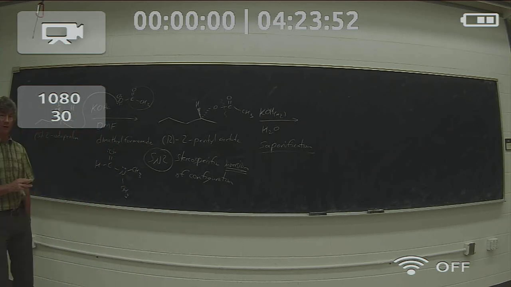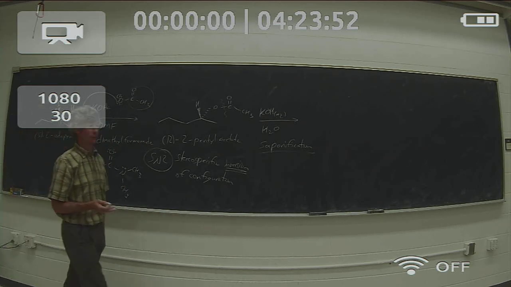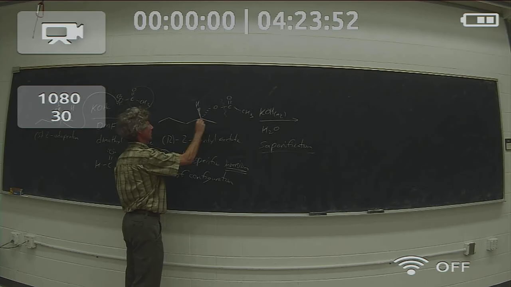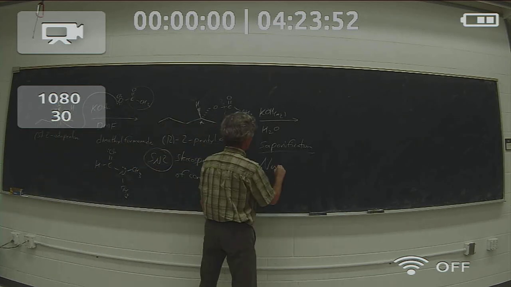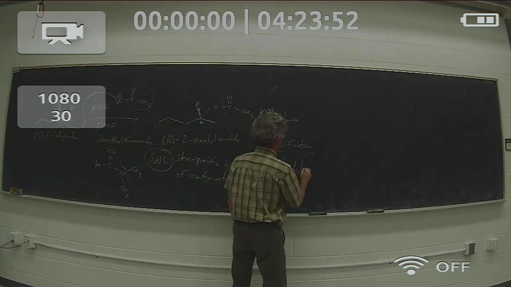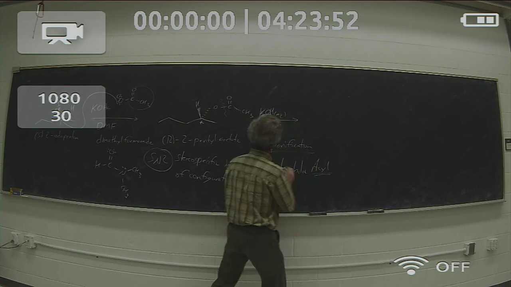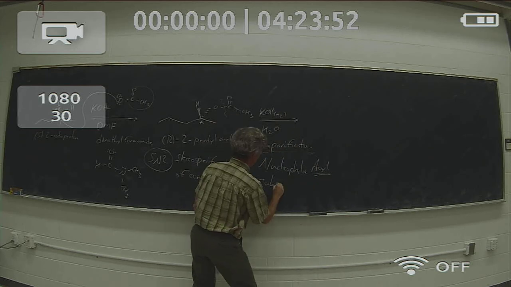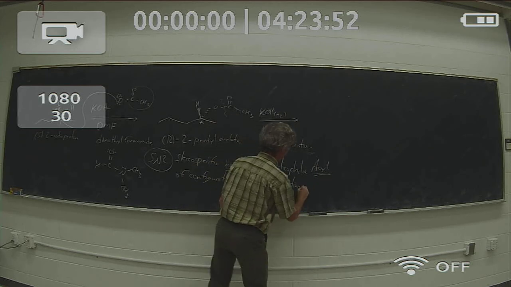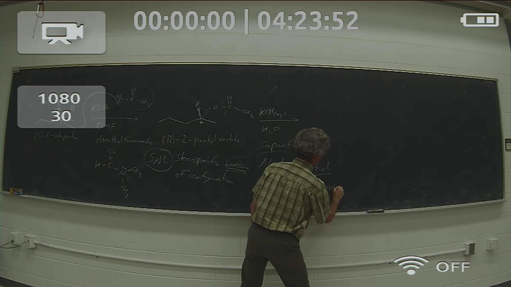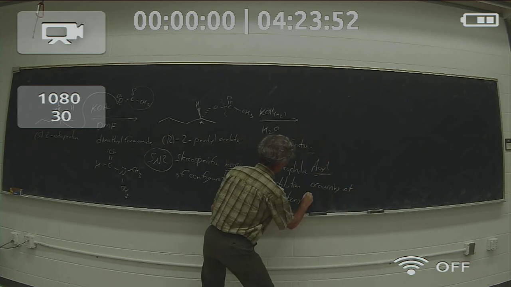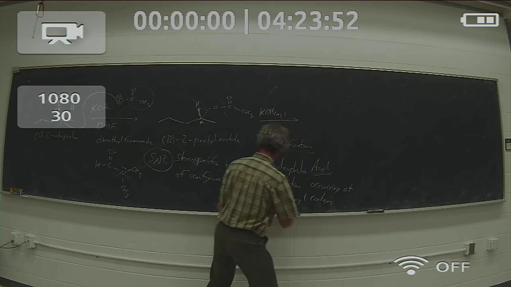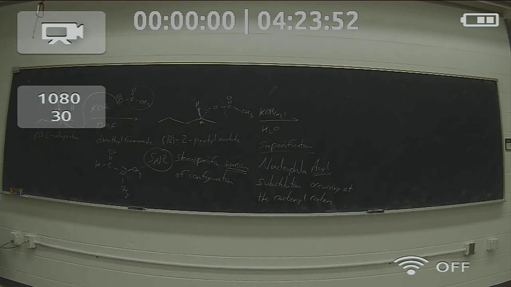The mechanism for this is not the nucleophilic alkyl substitution. The sp3 hybridized carbon, the chiral center, is not involved in this mechanism at all. This is a nucleophilic acyl substitution reaction occurring at the carbonyl carbon. And it's the first example of a nucleophilic acyl substitution that we've seen.